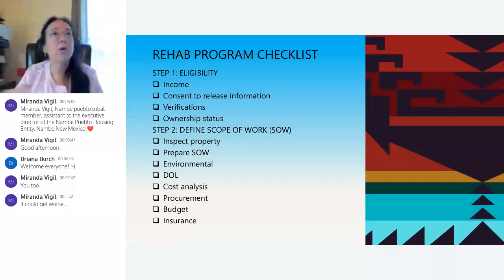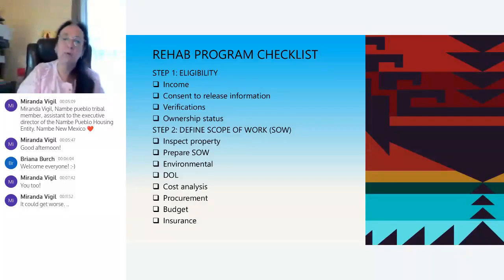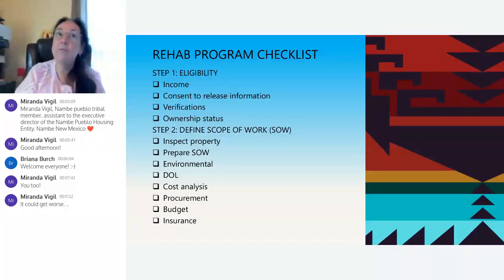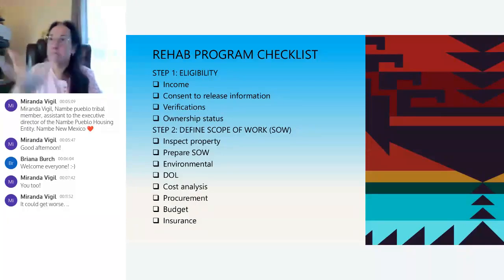Define your scope of work. Your scope of work, abbreviated, is called a SOW, and those of you that have taken procurement know all about those. You have to inspect that property, prepare your scope of work, make sure your environmentals are done before you spend any money. Have to pay attention to laws by the Department of Labor, Davis-Bacon. Anything over $2,000, if it's not your tribe or your housing entity, depending on how you are formed, doing that particular work, you have to utilize Davis-Bacon.